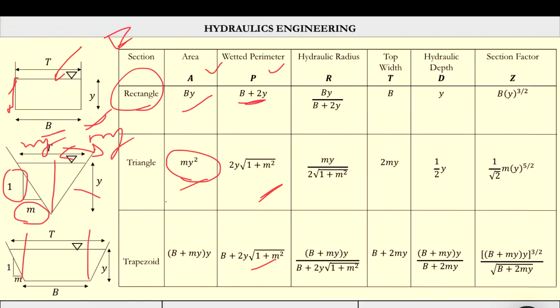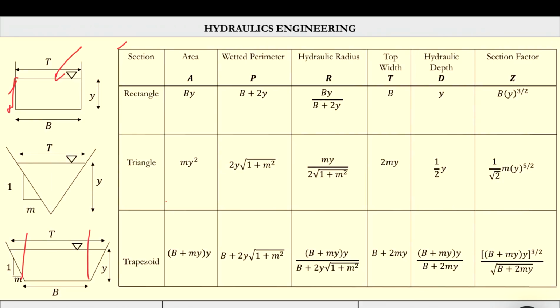I would suggest not learning it by heart; just try to understand what the terms are and how they come, and in the exam you can derive them easily. It is not a big problem.